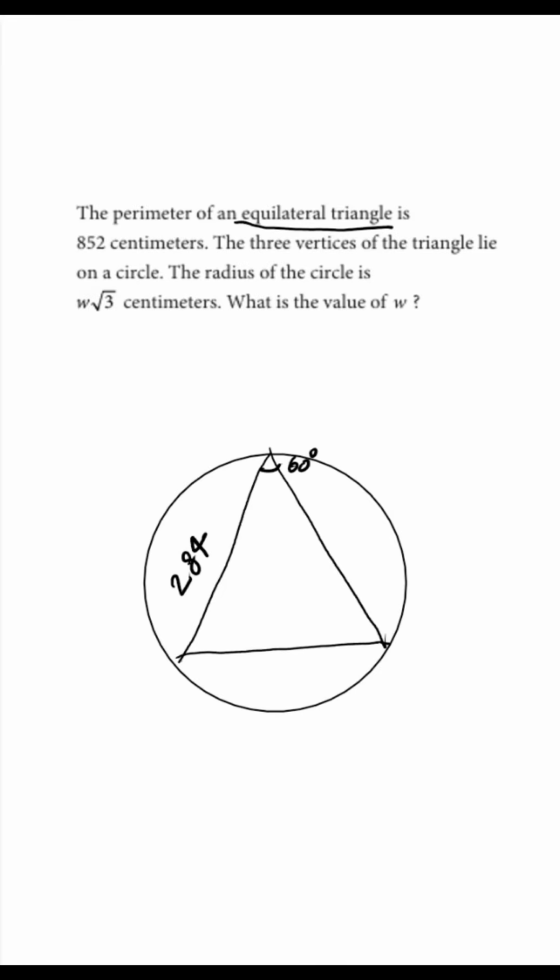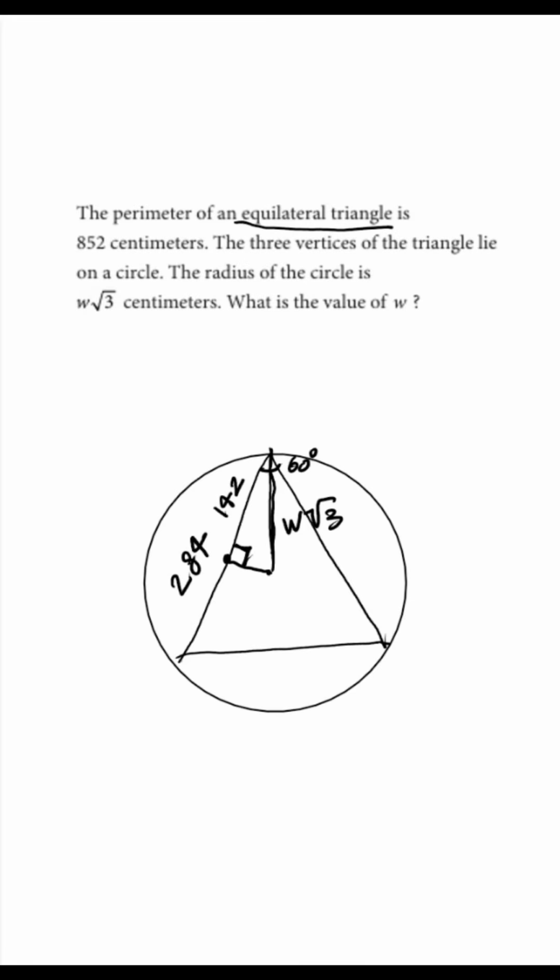So let's define the center of the circle to be this point over here, and if we connect that to a midpoint of one of the sides, and also vertices, we get a right triangle over here with the right angle being over here. And so because this is a midpoint, divided by 2, and we get the long leg has a length of 142 centimeters, and we know that the radius, which is also the hypotenuse of this triangle, is W root 3 centimeters.